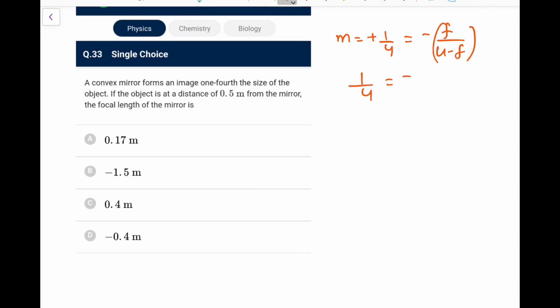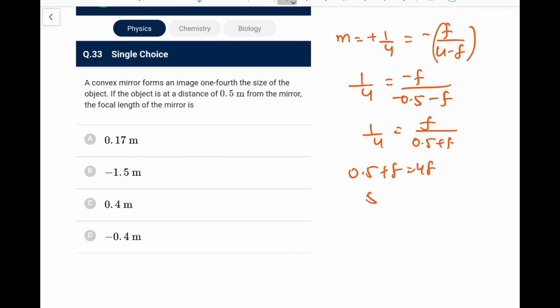So 1 by 4 is minus f, u is minus 0.5 because it is negative, minus f, so negative all cancelled, this will be f upon 0.5 plus f. So 0.5 plus f is equal to 4f. So 5f is equal to 0.5. Sorry, it would be 3f. So 3f would be equal to 0.5. So f is equal to 0.5 by 3, that is 0.17 meters. So focal length would be 0.17 meters for this particular case.